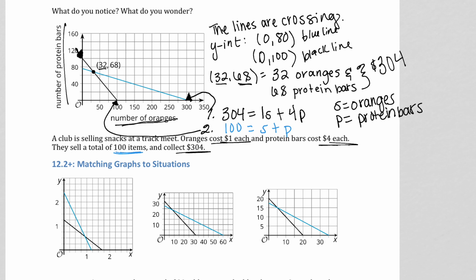Like the number next to the equal sign. Mm-hmm. The 304 and 100. Yeah, we could plug in numbers and see, right? We could also solve for slope-intercept form. What is slope-intercept form? y equals mx plus b. Okay.